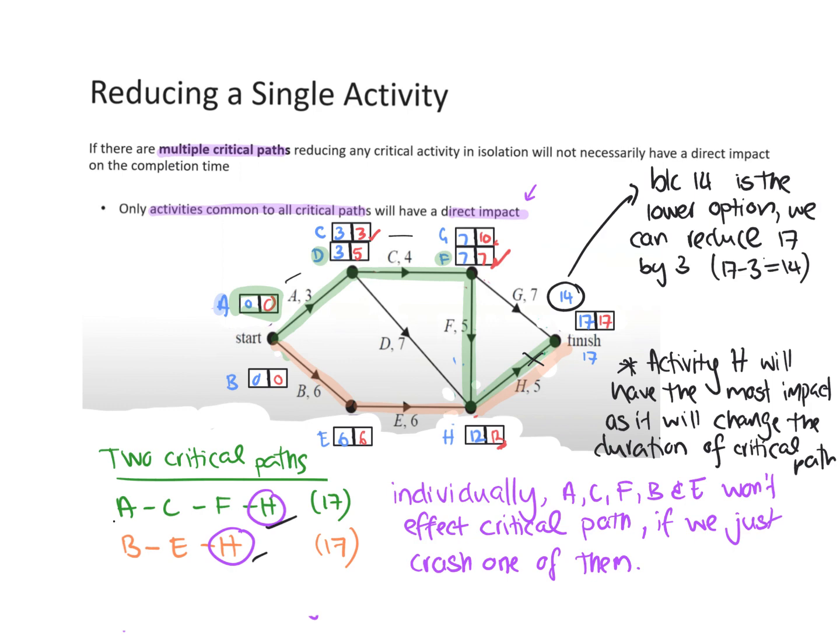We'd still have to make sure G finishes. So it can either match G or that's it. All right, because otherwise we're going to have to crash more. So H, if we minus 3 from H, that would bring that down to 14. So that's all we're going to do, because otherwise we'd have to pay for more, and not affect the critical path.